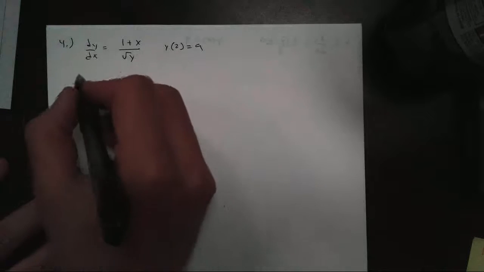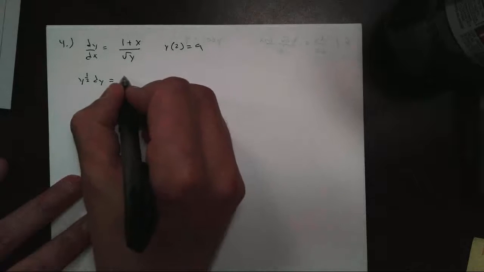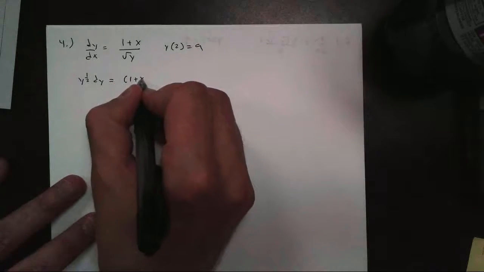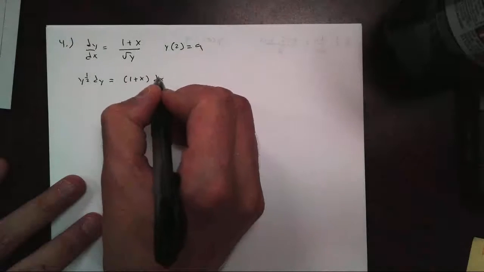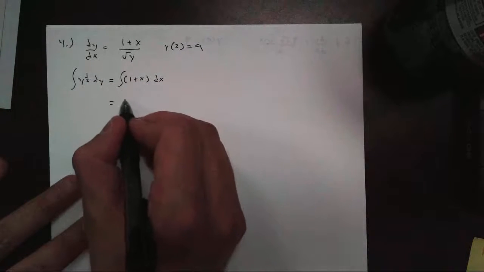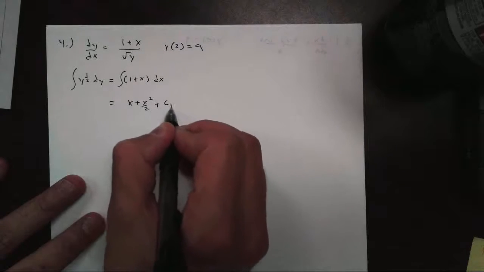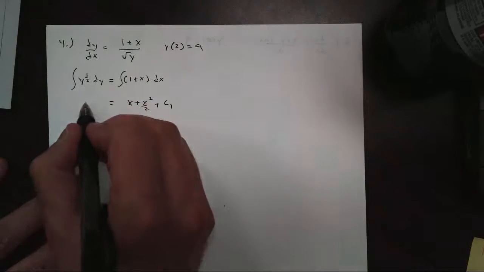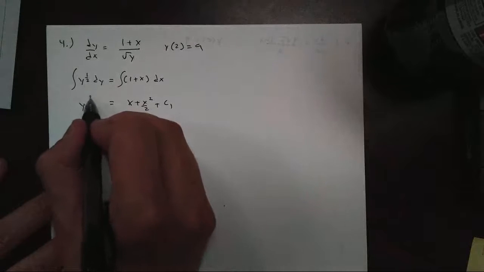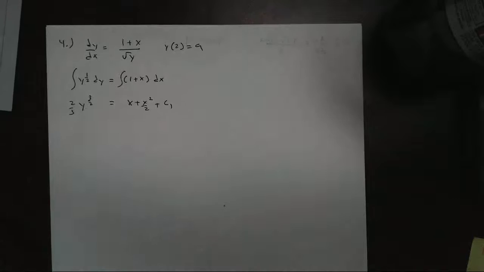So I'm going to bring over the square root of y, and I'm going to write that as y to the 1/2 dy, and that's going to equal this 1 plus x dx. When we take the antiderivative of both sides, over here we're going to get x plus x squared over 2 plus our constant of integration, don't forget that. And over here we get y to the 3/2 times 2/3. Very easy to do. I think everybody can do that much right there.